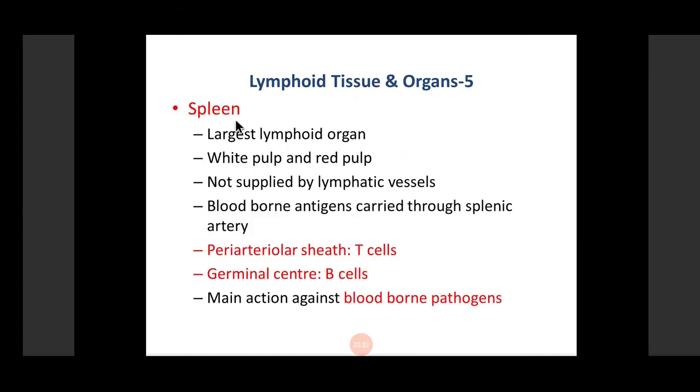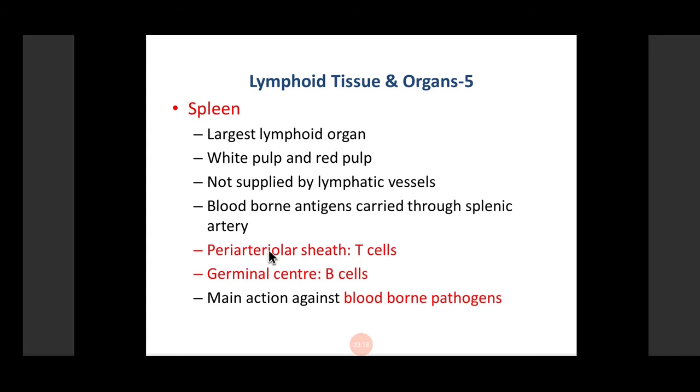Spleen is another peripheral or secondary lymphoid organ. It is the largest lymphoid organ, and is always present in the left upper quadrant of the abdomen. It has got the white and the red pulp. White pulp is the one that we are interested in as far as the immune system is concerned. It is not supplied by any lymphatic vessels. It has got its own splenic artery and vein that we all know.